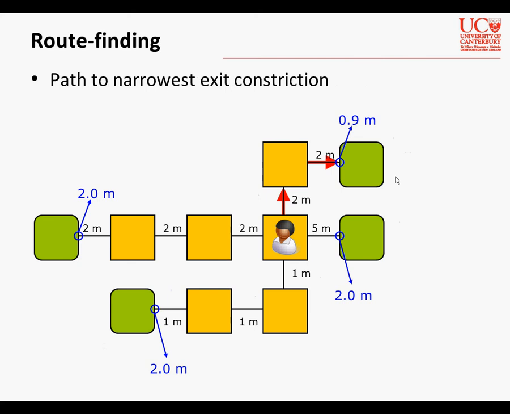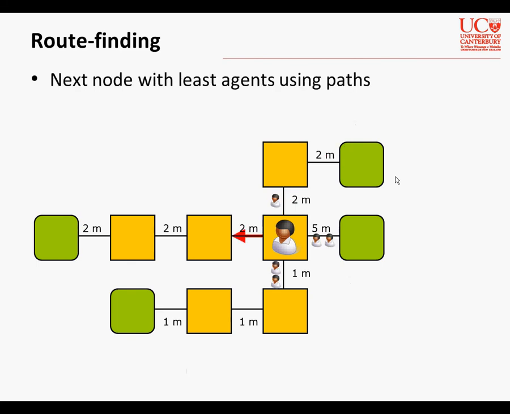The path to the narrowest exit constriction allows the user to start examining the sensitivity of the scenario. In this case, the agent identifies all of the potential safe nodes and then follows the shortest path to the safe node with the narrowest exit constriction width. The next node with least agents allows an agent to assess the potential delays depending on the size of queues that are using particular routes. The agent will choose the path that has the least number of agents using the current routes available to them.